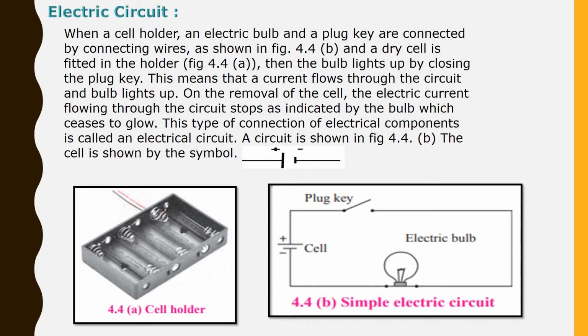The cell is shown by this symbol, that is, there is one big standing line and one small standing line, and on the left hand side and right hand side there is a sleeping line. So that is the symbol of this electric cell. This big standing line indicates the positive symbol and the small standing line indicates the negative symbol.